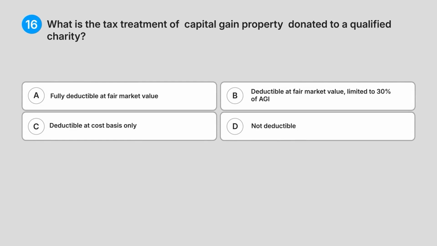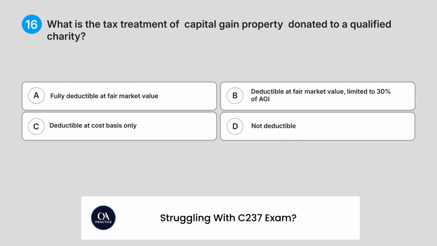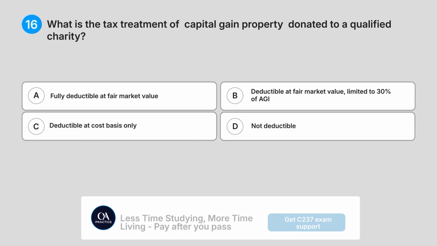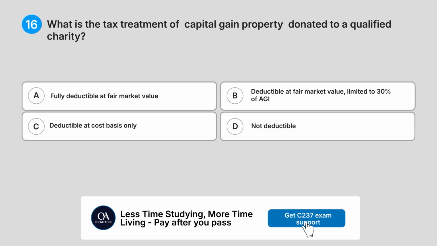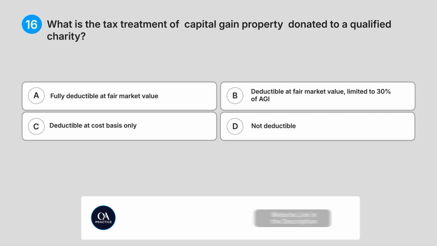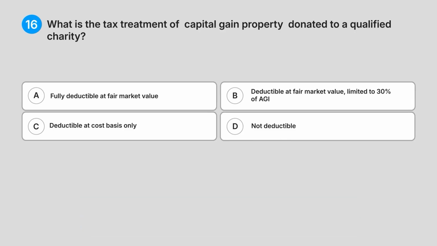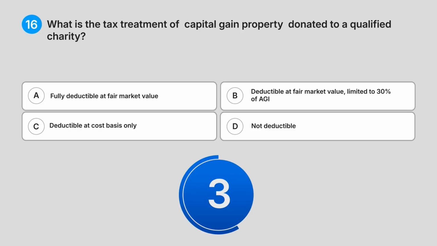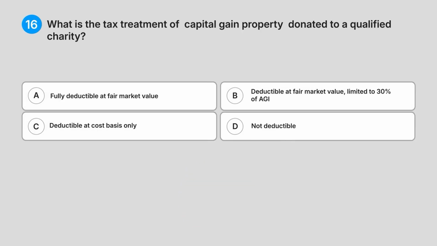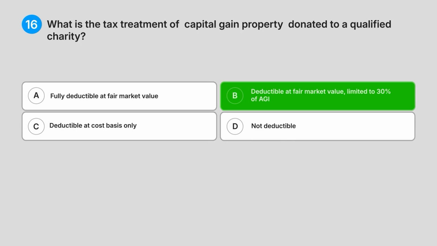16. What is the tax treatment of capital gain property donated to a qualified charity? A. Fully deductible at fair market value. B. Deductible at fair market value, limited to 30% of AGI. C. Deductible at cost basis only. D. Not deductible. Can you guess the answer? Correct answer B, deductible at fair market value, limited to 30% of AGI.